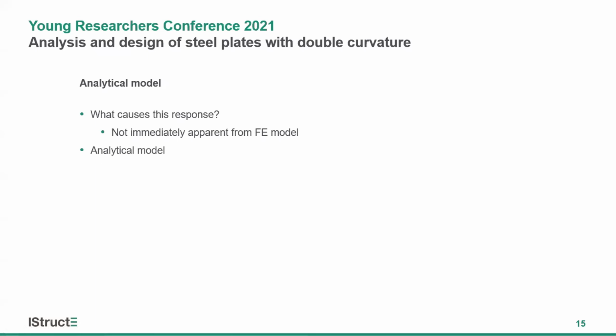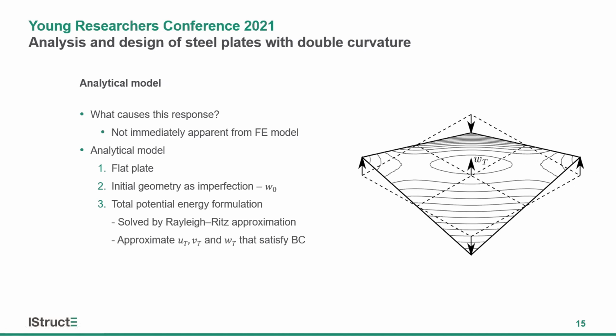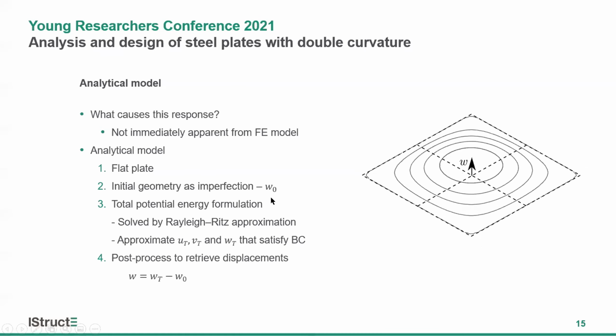So we developed an analytical model where we look at a flat plate and we apply the initial geometry as an imperfection to this flat plate. We then go ahead and solve this using the total potential energy formulation by Rayleigh's approximation, where in this approach, we assume deflections in U, V, and W that satisfy the boundary conditions. These deflections that we assume, though, include the initial imperfection, W naught. So we then post-process our results to retrieve the actual displacement, W.